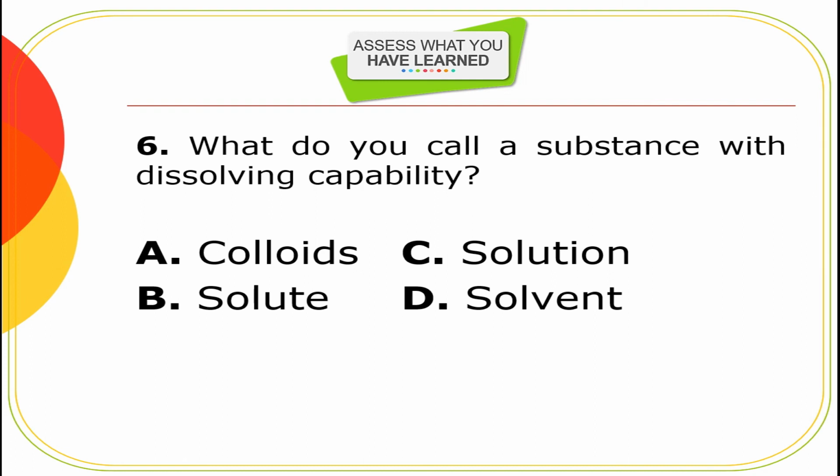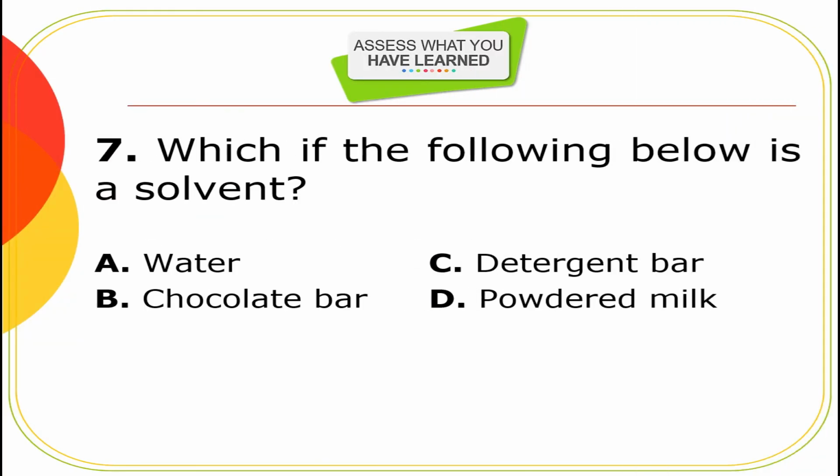Number 6. What do you call a substance with dissolving capability? A. Colloids. B. Solute. C. Solution. D. Solvent. Number 7. Which of the following below is a solvent? A. Water. B. Chocolate bar. C. Detergent powder. D. Powdered milk.